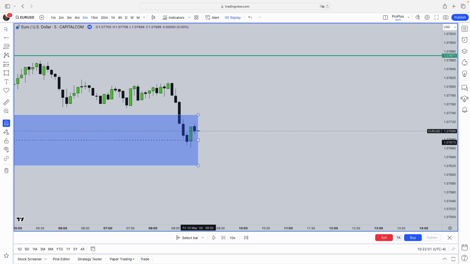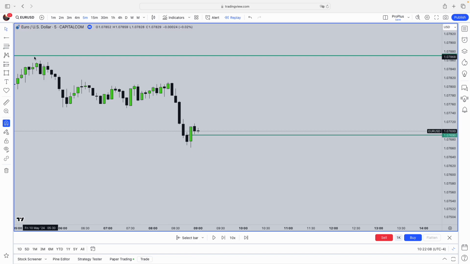So let me just delete this and this, keep it neat. So we can get the open of this candle here, or you can just get the whole body. I'm just going to draw both, make it grey. Okay, so this is the bullish order block for me.